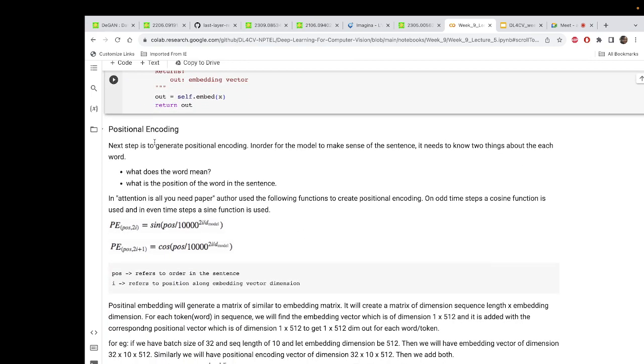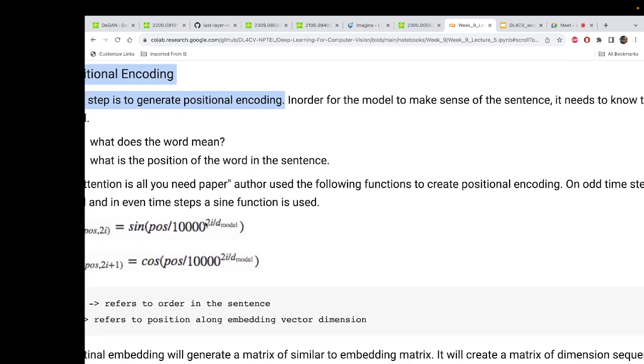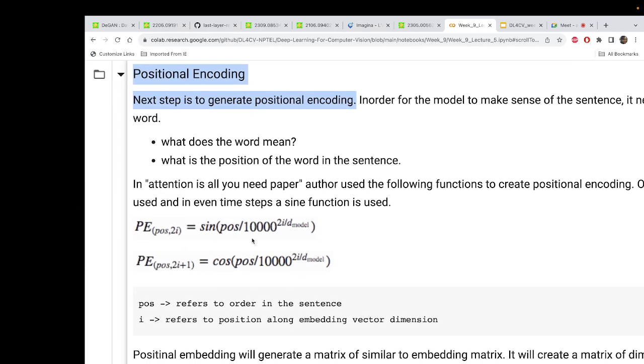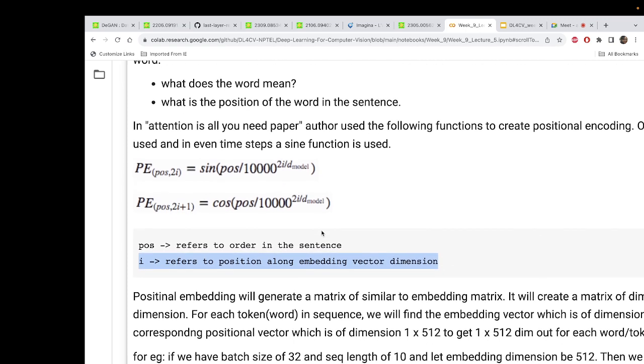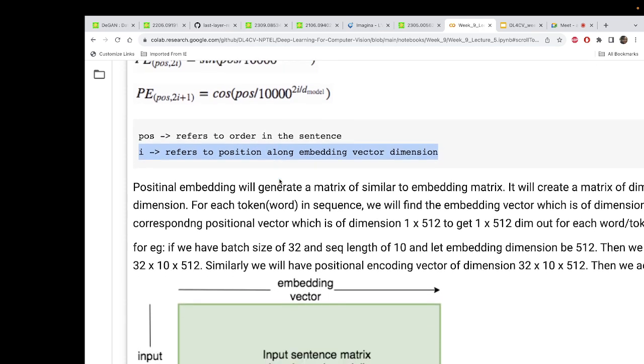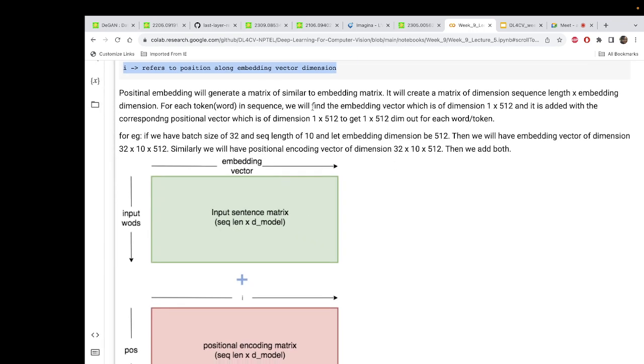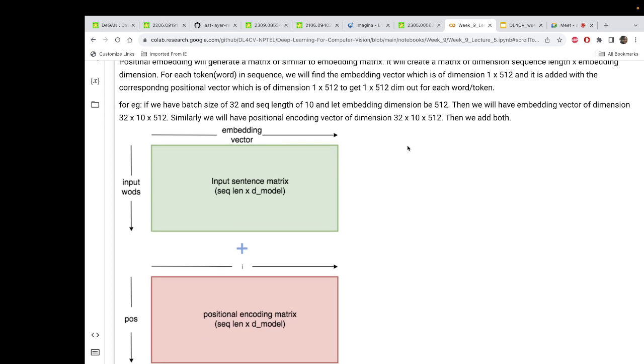Okay. The next step in the transformer is to apply positional encoding. We know its formula is given by this part. Here you can see, POS refers to the order in the sentence and i refers to the position along the embedding vector dimension. If the position is odd, then we will use cosine, and if the position is even we will use sine, that is it. There is a lot of information here which you can go through on your own time. This is very handy and very beautifully written.